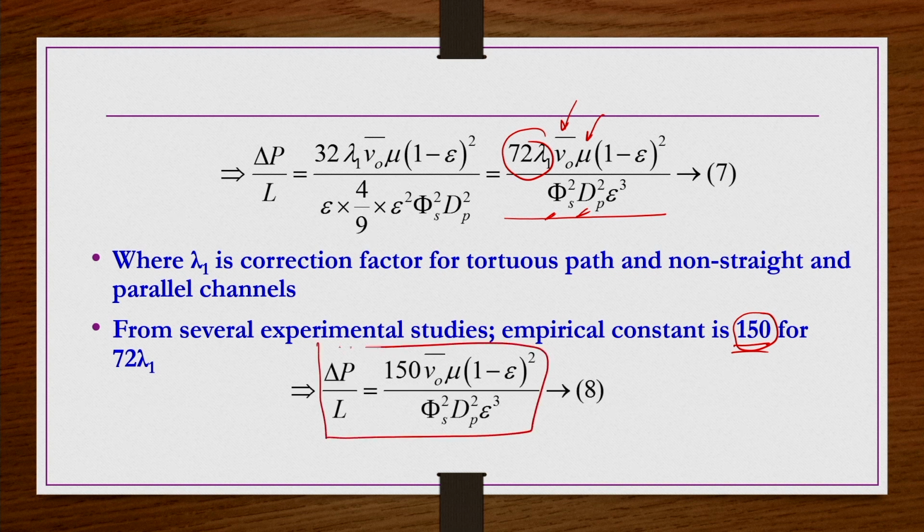So, this delta P by L, the pressure drop for a fluid flowing through a packed bed of packing height L, the bed having void space epsilon, packed with some kind of irregular particles. If the flow is laminar, then you can calculate the pressure drop using this expression without doing any experimental studies, because this has been found consistent with experimental study if you replace that 72 lambda 1 with 150.